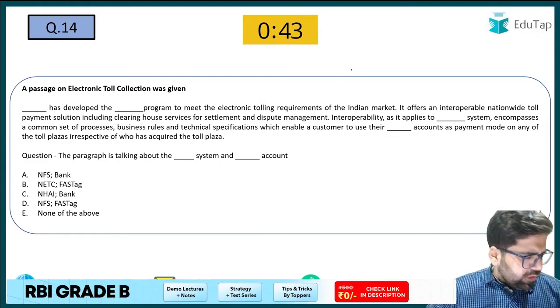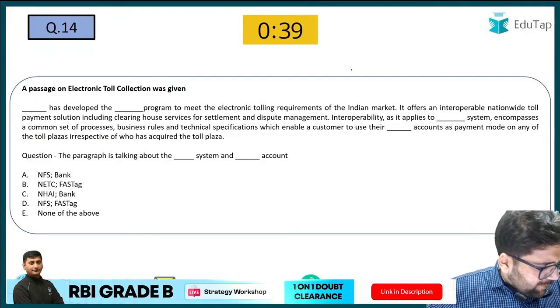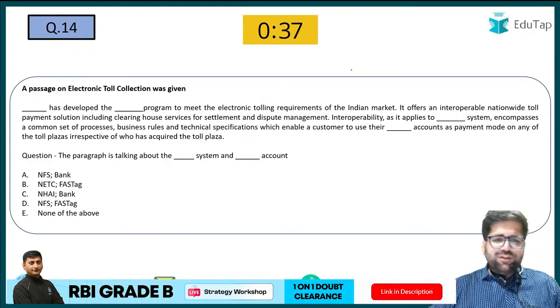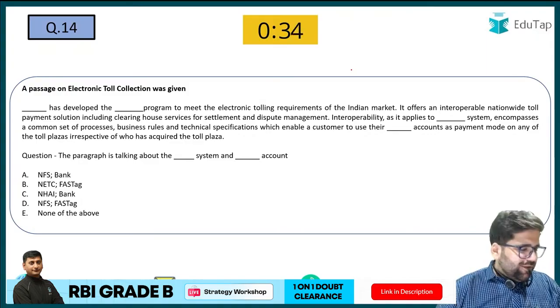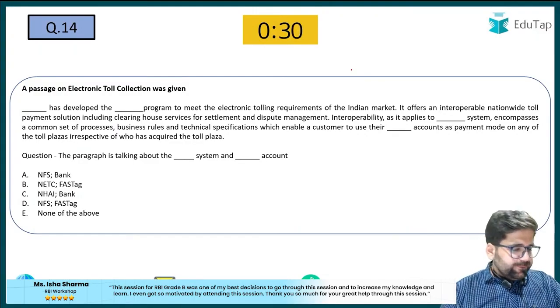Let me see the chat box now. I can see some people are trying to test my knowledge. I think it was Aristotle. Hanji. So who will be giving me the right answer for question number 14?